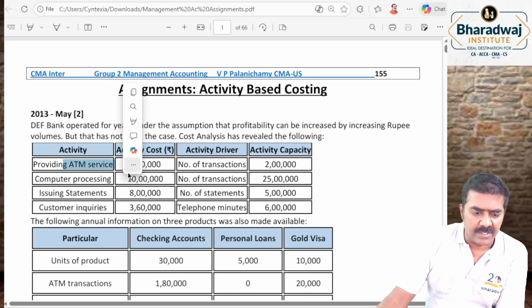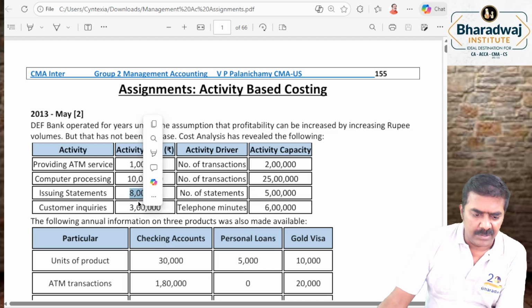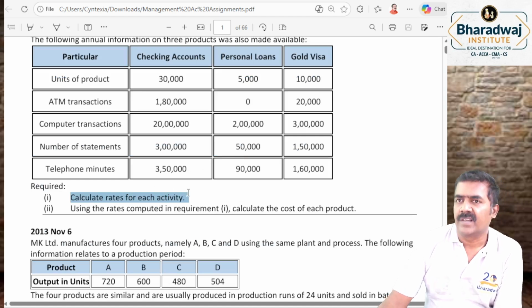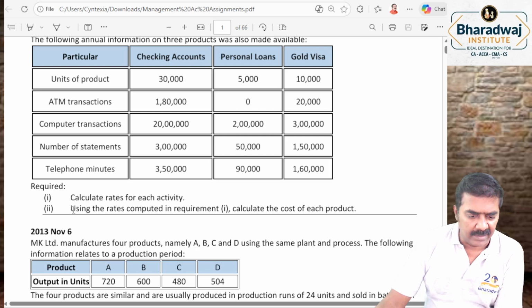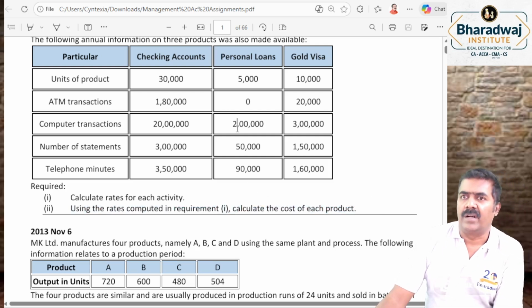Providing ATM service, what is the activity cost? 1 lakh divided by 2 lakh will give us this. Computer processing, 10 lakh divided by 25 lakh. Issuing statements, and the money they would have worked out. Calculate the rate for every activity. Then calculate the cost of each product.